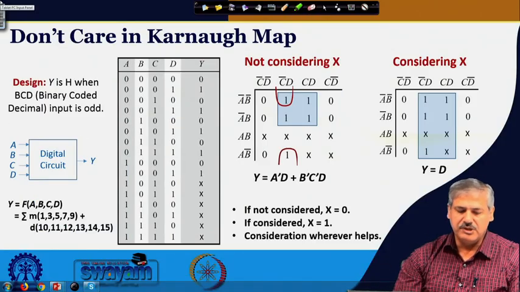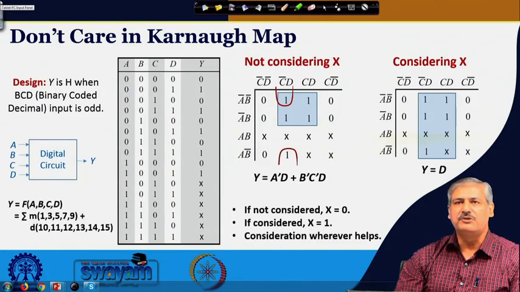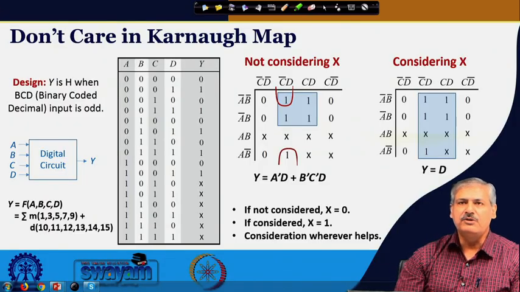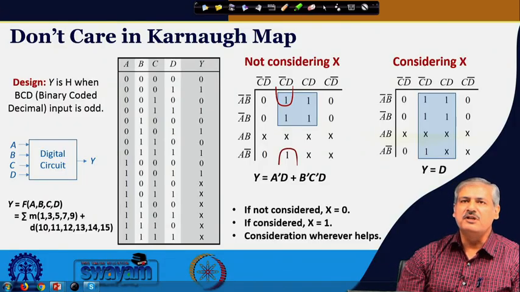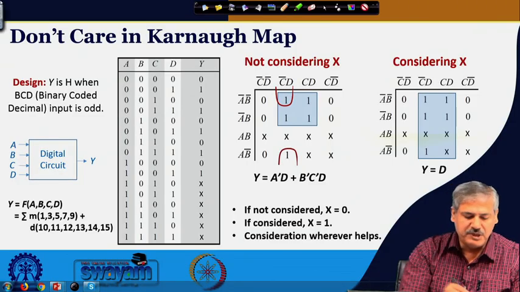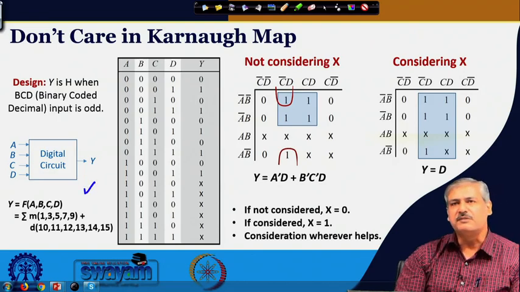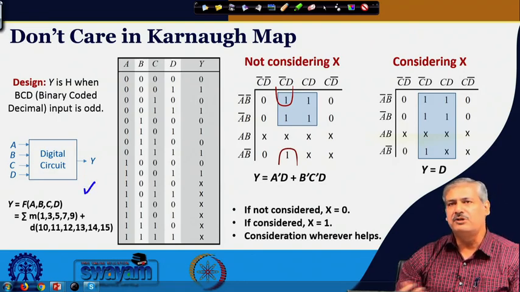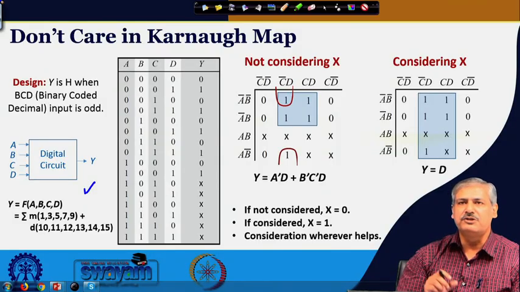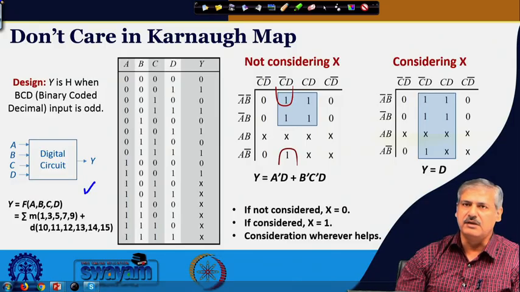Now we look at the use of do not care in the Karnaugh map. What do we mean by do not care? Some of the input combinations are of no interest to us. For example, if we have a design problem where the input to a circuit is binary coded decimal, that means only decimal numbers coded with binary. So, the decimal input is 0 to 9, and the binary coding is 0000 to 1001. These are the inputs.